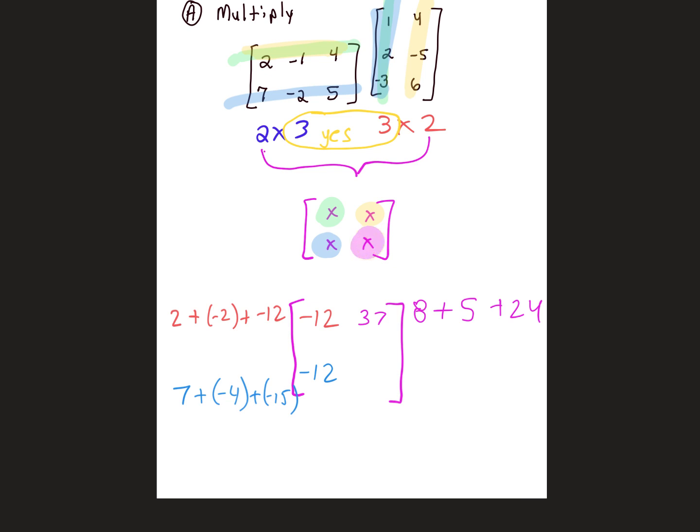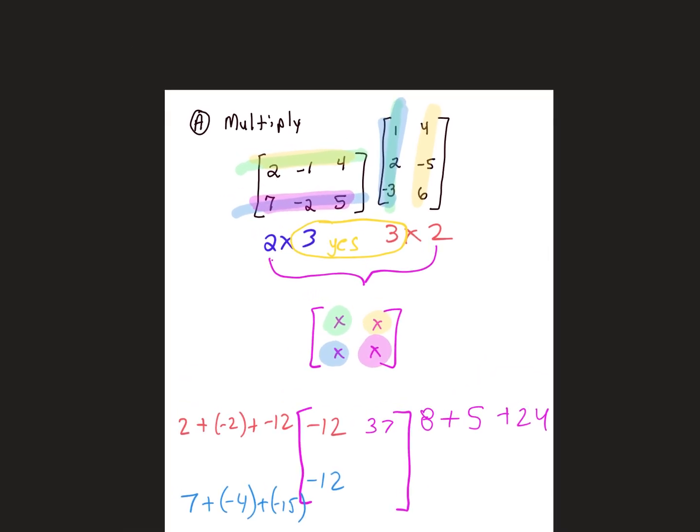I want the pink one. Where's the pink one? Second row, second column. You see those numbers you're dealing with? Wait, it's second column. Did I not highlight it? Oh, thank you. Right here. Okay, you see those numbers?